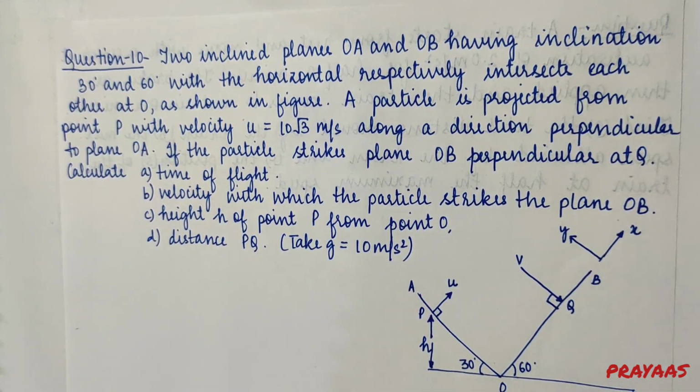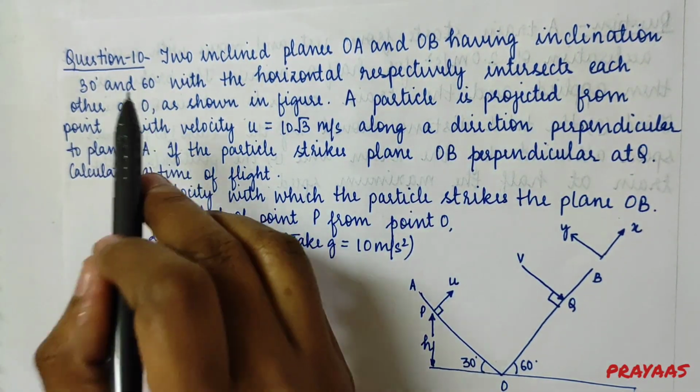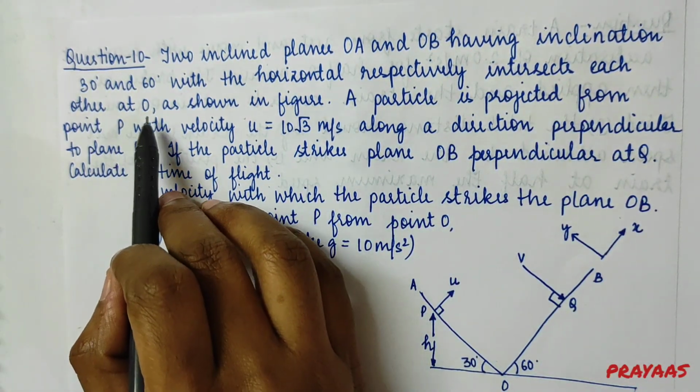Next question. Two inclined planes OA and OB having inclination 30 degree and 60 degree with the horizontal respectively intersect each other at O.